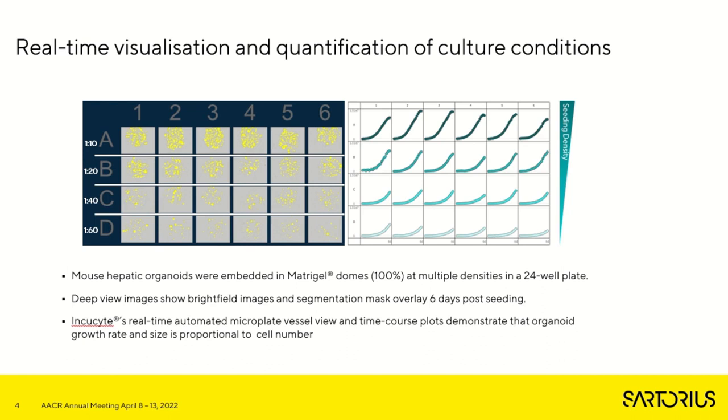Identification and segmentation of organoids in each dome across the seeding density titration is shown in yellow. The IncuCyte's real-time automated microplate vessel view and time course plots demonstrate that organoid growth rate and size is proportional to cell number.